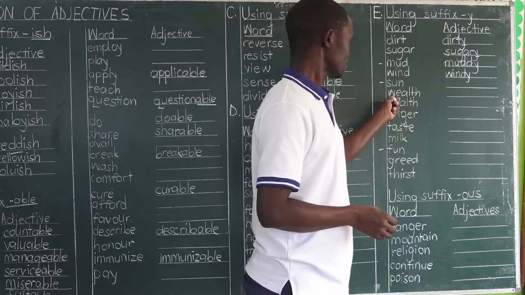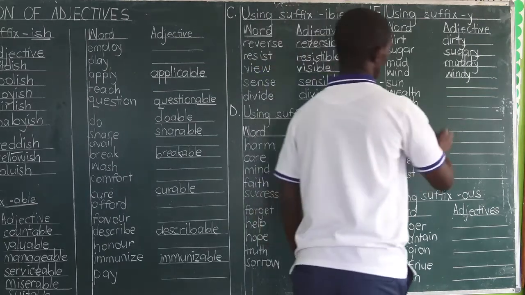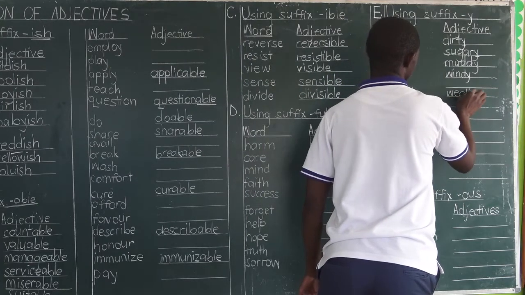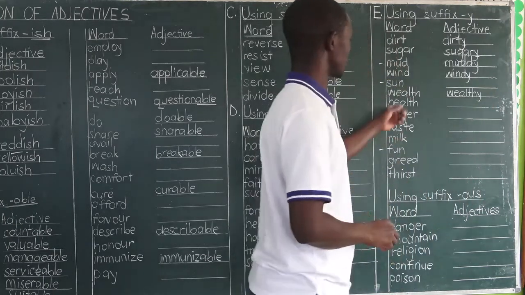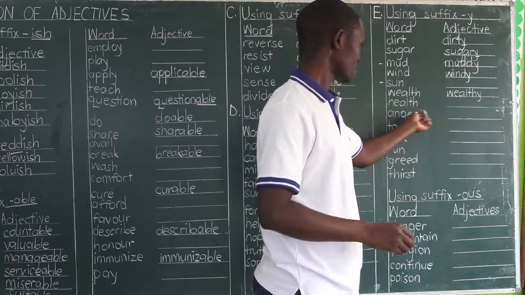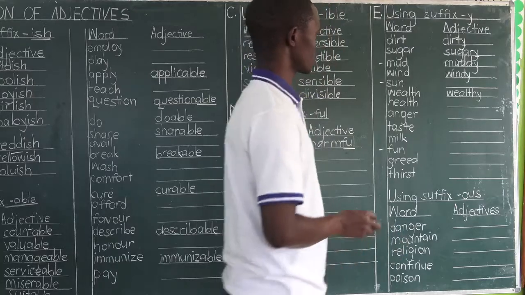The next word is wealth. Wealth changes to the adjective wealthy. Wealth plus y. Then health is no different from wealth. Just write the word itself, then add the suffix as guided by the teacher.